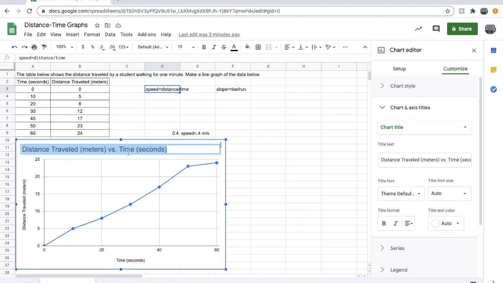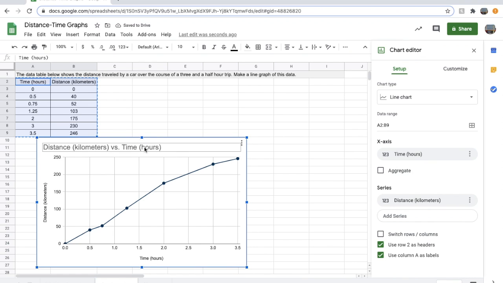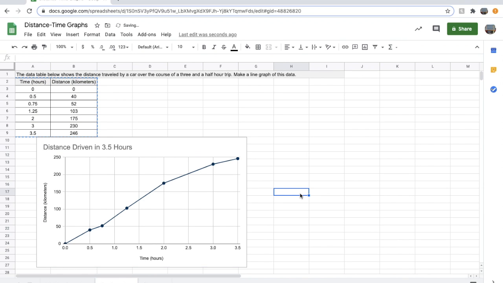And we are going to say distance walked in 1 minute. Just make it something, it doesn't have to be the same as mine, something that makes more sense than what they're saying. Okay, distance driven in 3.5 hours. And then that's it. Hit submit, and you are done for today.